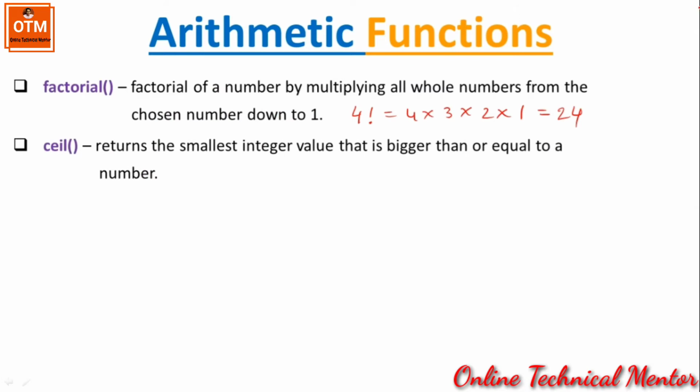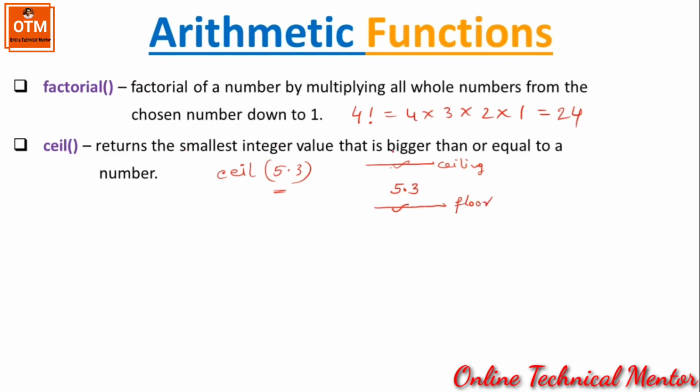Next, ceil. Ceil returns the smallest integer value that is bigger than or equal to a number. It means that suppose you want to find the ceil of 5.3. Suppose you are sitting in a room and it has a ceiling and the floor. And this 5.3 is lying in between the ceiling and floor. So let me write it like this. So 5.3 is lying in between this ceiling and this floor.